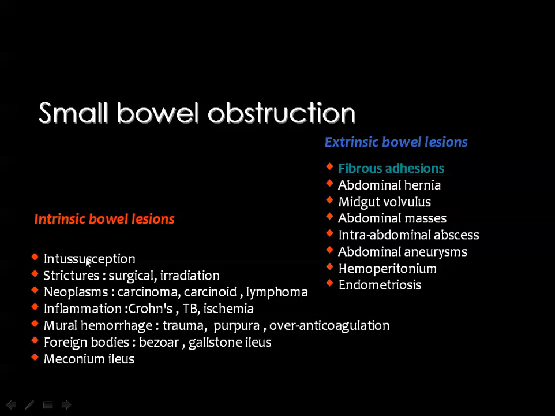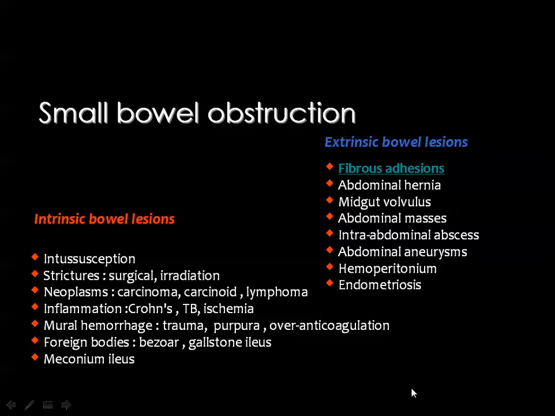Inside the bowel, intussusception, strictures, and neoplasms like carcinoma, carcinoid, lymphoma, inflammation, especially Crohn's disease, TB, and ischemia, mural hemorrhage secondary to hemorrhagic disorders, and the overuse of anticoagulants, and foreign bodies like bezoar and gallstone ileus and meconium ileus.